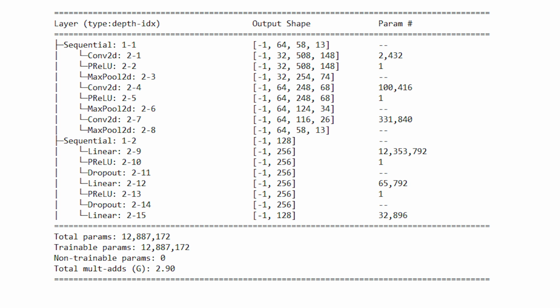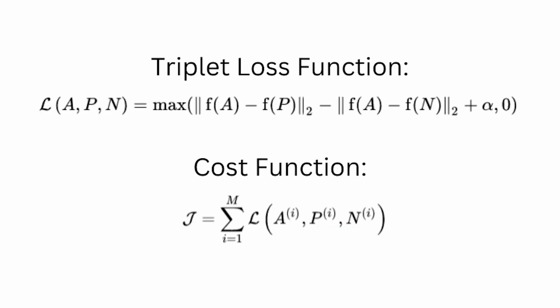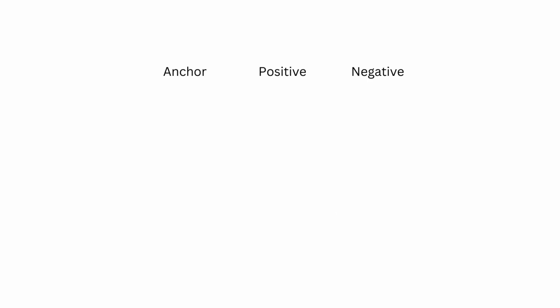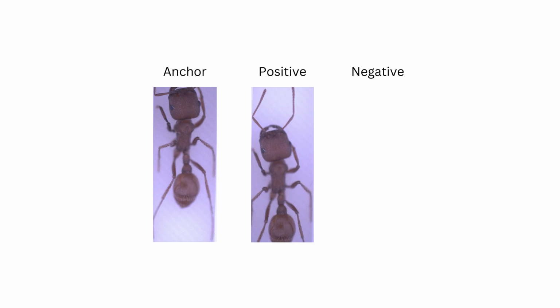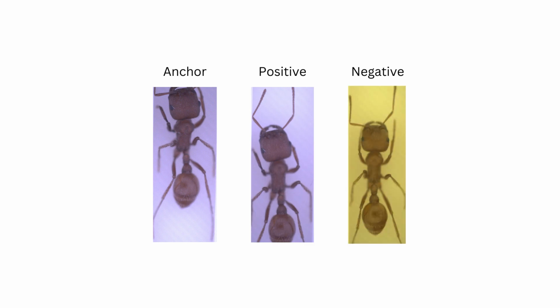To train the model, I used the loss function known as triplet loss. Training with triplet loss can be understood intuitively by giving the trainer 3 images at each training step, an anchor, a positive, and a negative. The anchor is an image of any ant, while the positive is a different image of the same ant, and the negative is an image of a different ant.